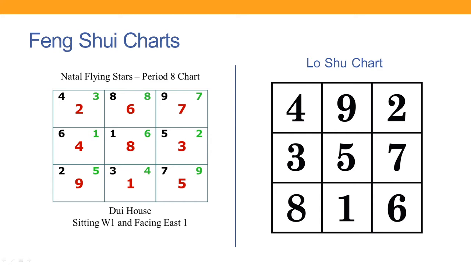On your right, you will see the Loshu chart, which has all the Gua numbers from 1 to 9. And on the left, you will see another chart, which is the flying star chart of a Dui house, or west house, facing east and sitting on west 1. You will see the difference here is that in the chart itself, you have additional numbers.